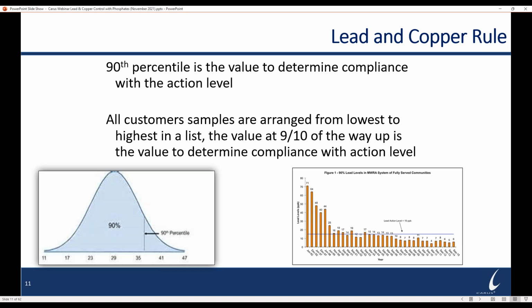The current Lead and Copper Rule establishes that it's an action level. What that means is it's the 90th percentile value that determines compliance. So you collect the number of samples for your system based on system size. You take them from lowest to highest, and you take the 90th percentile number, and that determines your compliance with the regulation. What that means is you are allowed under the current Lead and Copper Rule to have 10% of your samples above those action levels. So you can have 10% above 15 parts per billion for lead, and you can have 10% above the 1.3 copper action level.